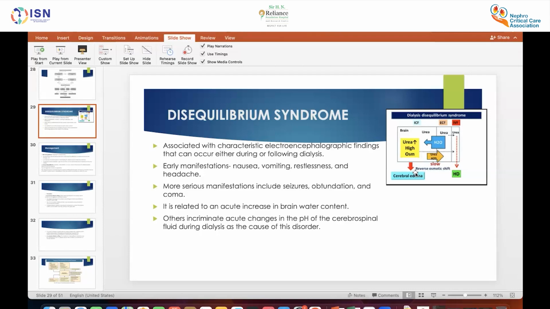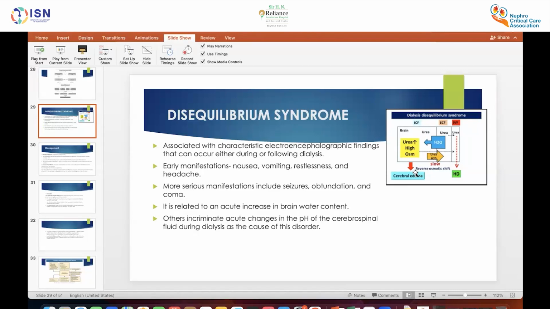The other way is to reduce the clearance of urea or the small solutes rapidly. So how to do that? One is you keep the blood flow very low. That's why, in the initial period when we start the dialysis, we give a blood flow rate of around 140, 150, 175 kind of thing. That is the reason. You are taking out the urea not rapidly but slowly, and you shorten the duration of dialysis. It cannot be done in one day. You cannot go for 4 hours of dialysis kind of thing.